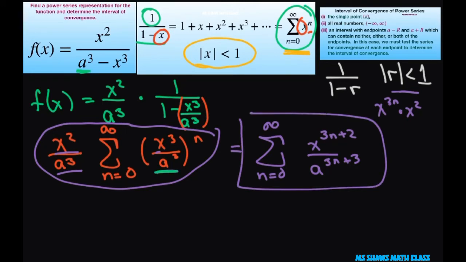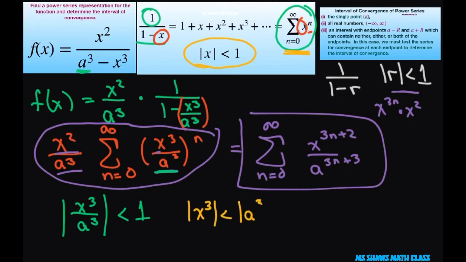So the series converges, it's in this form, for absolute value of x cubed divided by a cubed less than 1. So cross multiplying this, we're going to get absolute value of x cubed is less than absolute value of a cubed. Or absolute value of x is less than, if you cube root both sides, absolute value of a. That means our radius of convergence is r equals absolute value of a.